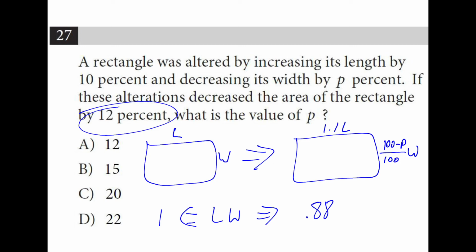So I would probably pick some numbers like 10, and then over here the length becomes 11. So if the length is 11, how do I get to 88%? Well, the width is now going to be 8, because 11 times 8 is 88. So how do I get to 8 from 10? Because this on the left here was 10 by 10. I have to decrease by 20%.